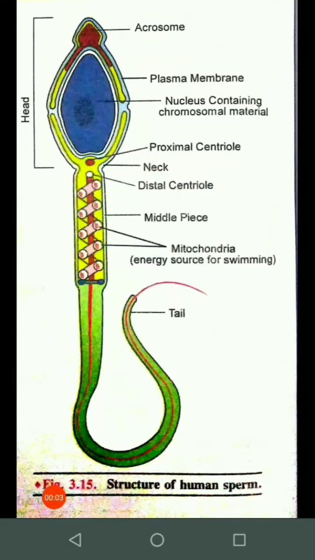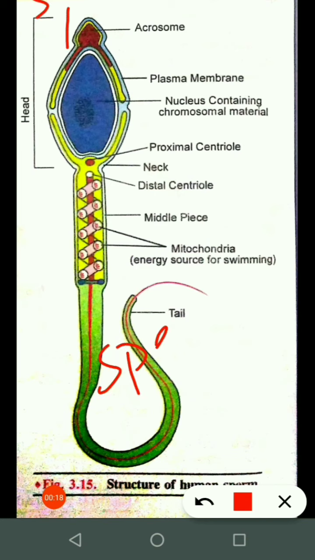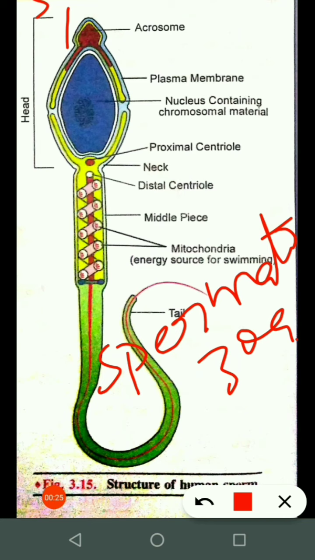Today we will go for the next topic, that is called structure of sperm. As we have done spermatogenesis, what is the last product of spermatogenesis? Spermatozoa. So the spermatozoa is actually called sperm. So let's go for the structure of spermatozoa, or we can say sperm.